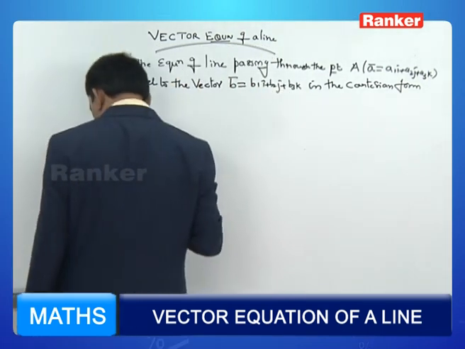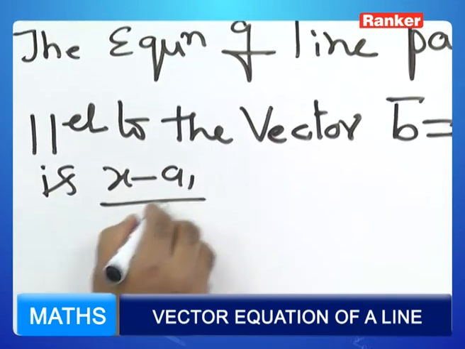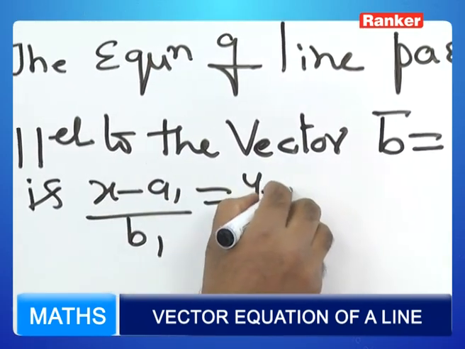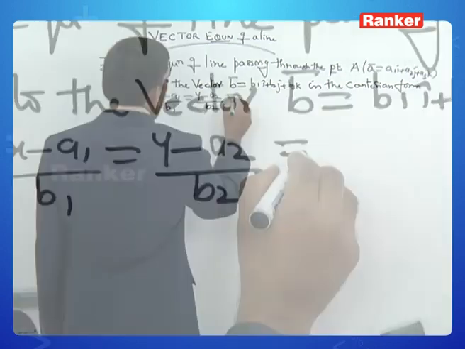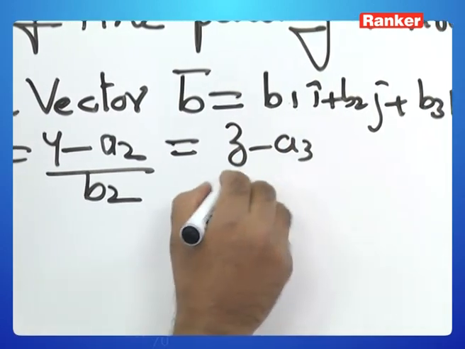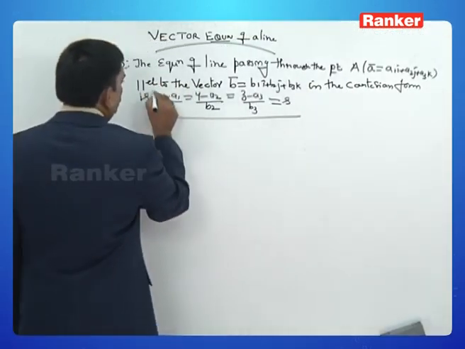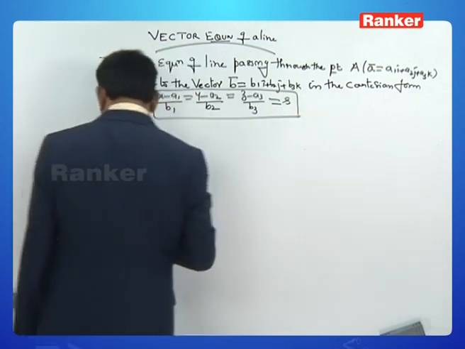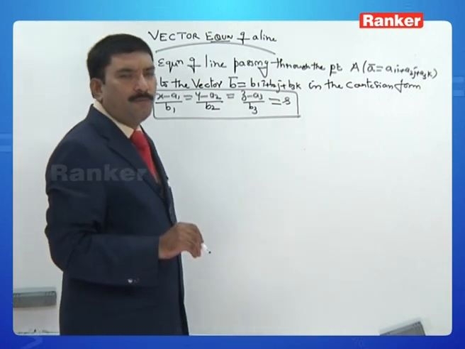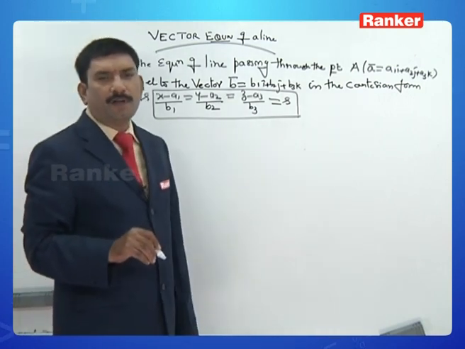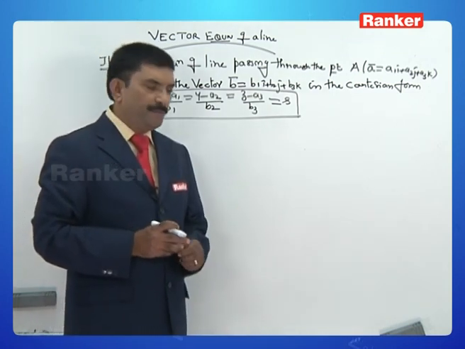Cartesian form is x minus a1 by b1, y minus a2 by b2, z minus a3 by b3 is equal to s. Now, if you want to find out the equation of the line passing through the point A bar and parallel to vector B bar, where B bar is equal to B1i plus B2j plus B3k.